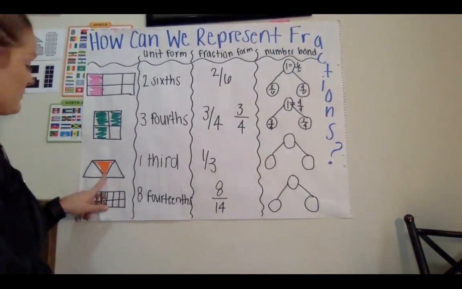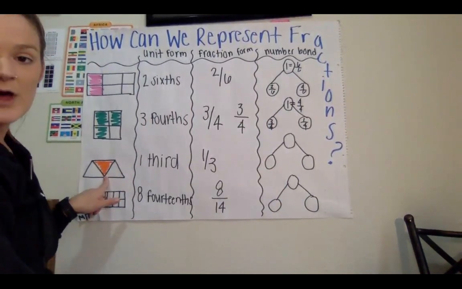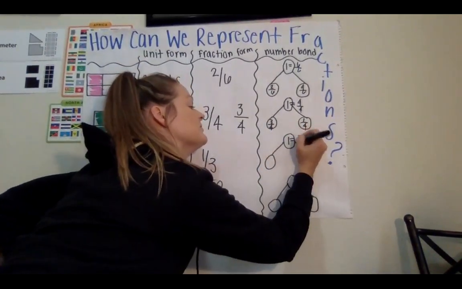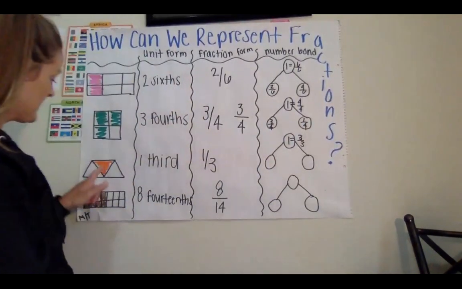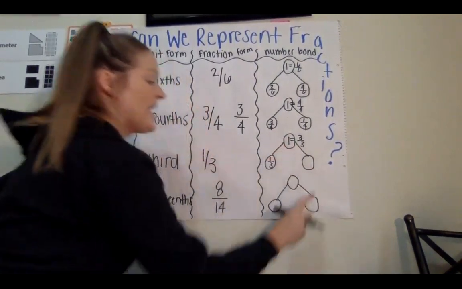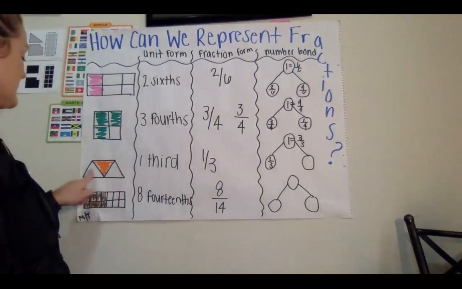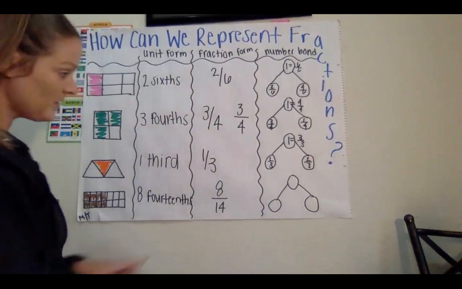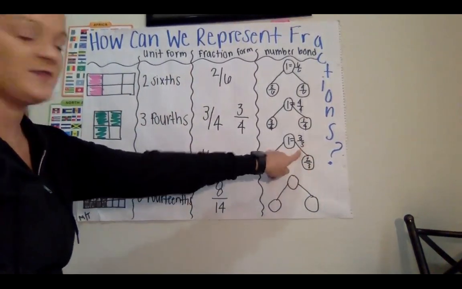Our next one, what do we notice about our shape, is partitioned into what? Thirds. So that would mean 1 whole is equal to 3 thirds. I have 1/3 that's shaded. And then my fraction that is unshaded, I see 2 parts, 2 thirds. 1/3 plus 2 thirds makes 3 thirds.